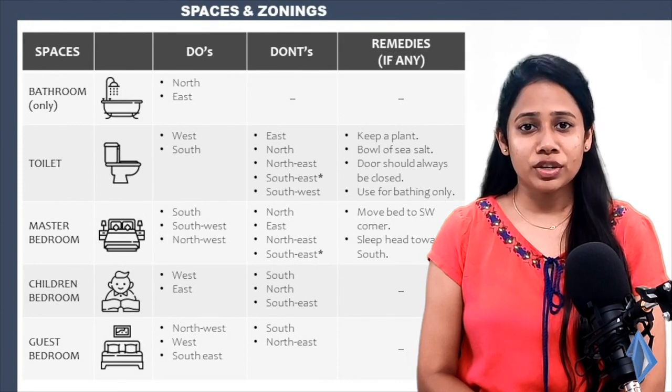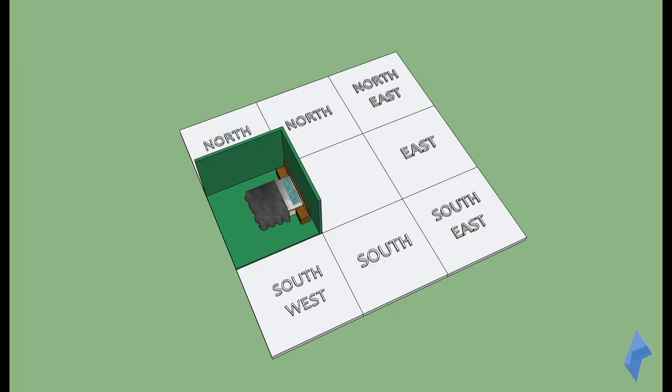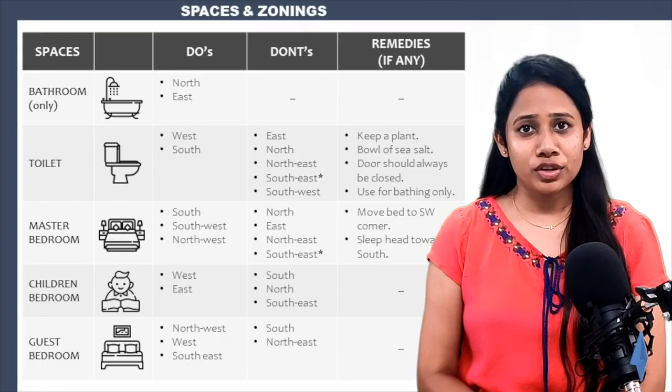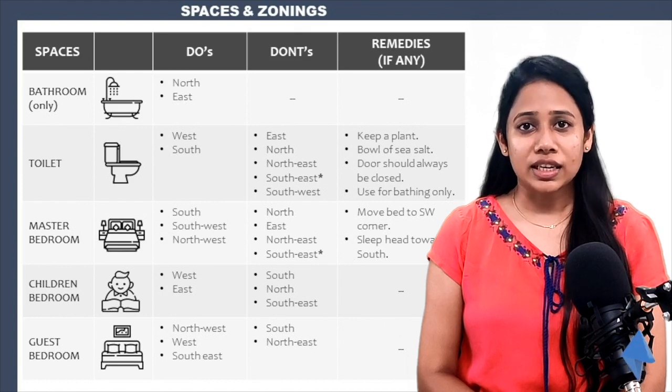Next room we have is children's bedroom. We can place children's bedroom in west direction and east direction. You should avoid placing children's bedroom in south, north, southeast. Placing a children's bedroom in east direction helps in growth and grasping power.